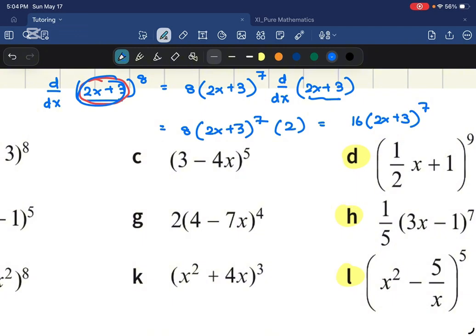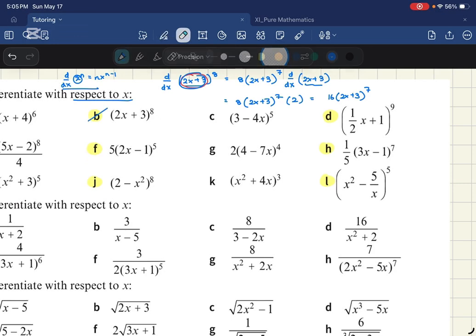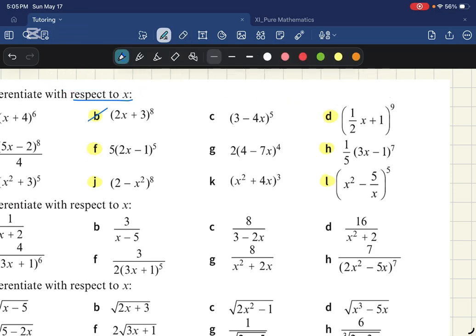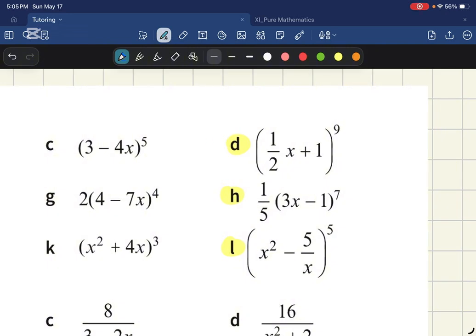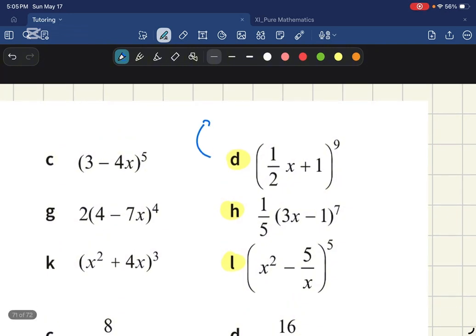And let me turn on my laptop real quick so I can compare answers as I go. Yeah, 16 (2x plus 3) to the power 7. So that is B. Alright, so now I hope you get why I'm using Dzongkha, and hopefully things are starting to make sense. So now let's do this, right?